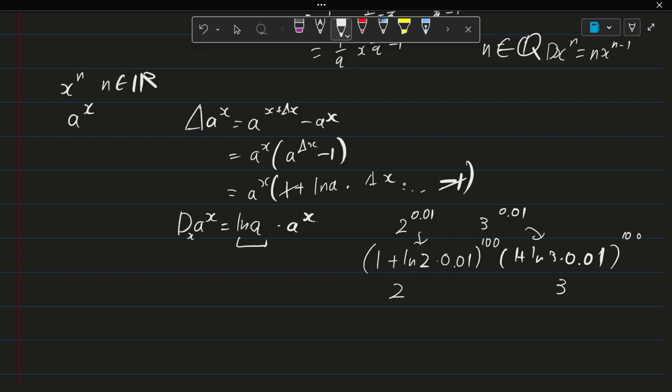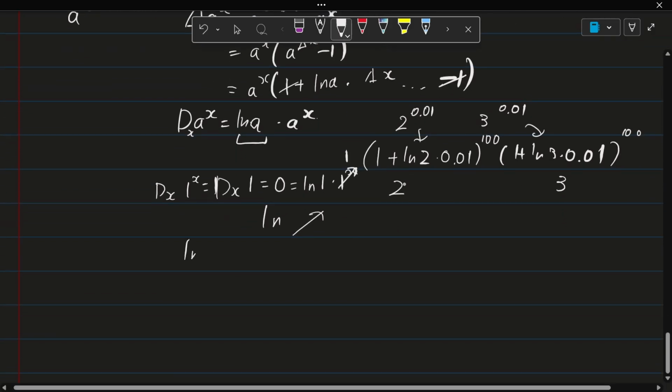And so, observing this, we see that the natural log must increase monotonically, so it always goes up. Another thing to see is that if you put 1 into the equation, it's the derivative with respect to x of 1 to the power of x, which is the same thing as 1. So it's the derivative of 1, which is 0. And this has to be the natural log of 1 times 1 to the power of x, which is 1 as well. Therefore, natural log of 1 has to be 0.